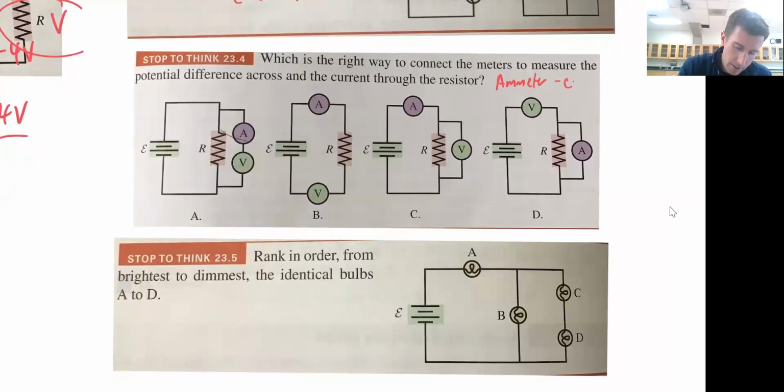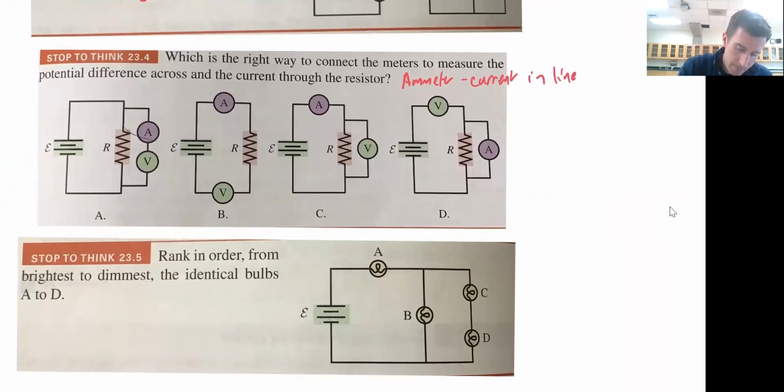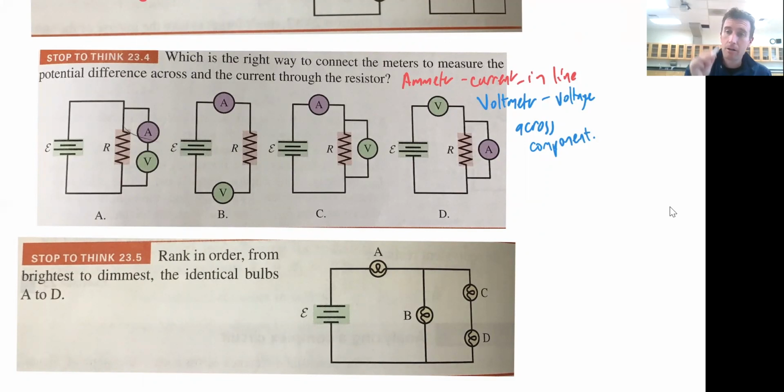Ammeter is current, and that is used in line. So in line means it goes in the circuit. The voltmeter measures voltage or potential difference, and that's used across the resistor or across the obstacle or across the component. Okay, so I need one that has the voltmeter going across the component around it, the ammeter going in line with the circuit. And that one, ammeter is in line, voltmeter is across the resistor.